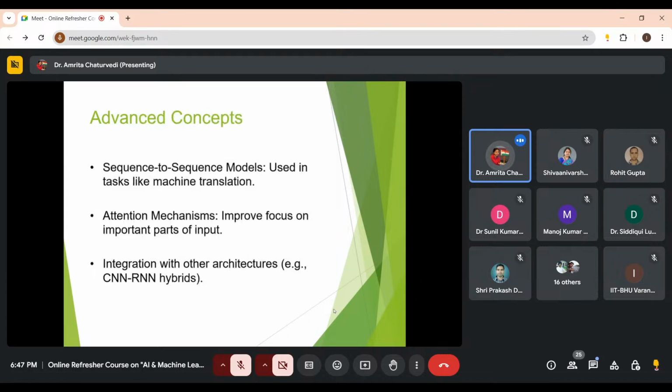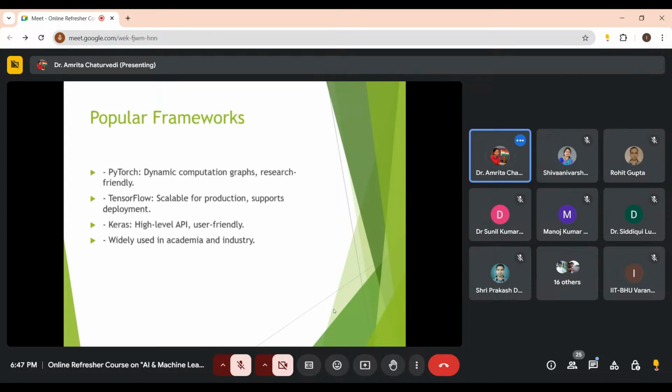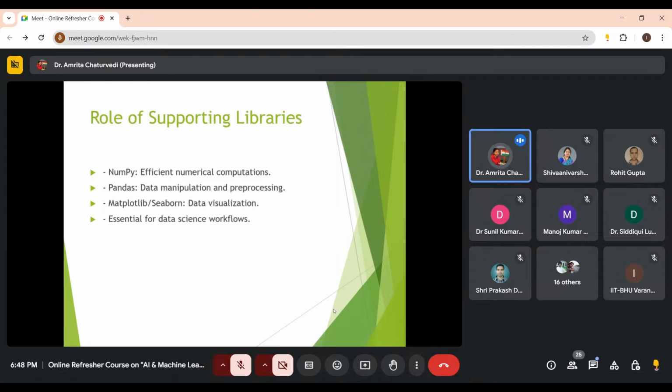So these are some advanced concepts. This is the conclusion. The popular frameworks are PyTorch. If you are good in Python, then you should use PyTorch, which has dynamic computation graphs and is more research friendly. Other frameworks are TensorFlow, which is scalable for production and supports deployment, and Keras, which has a high level application programming interface and is more user friendly. These are widely used in academia and industry.